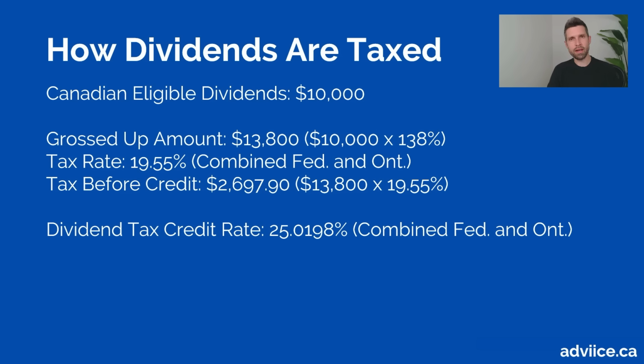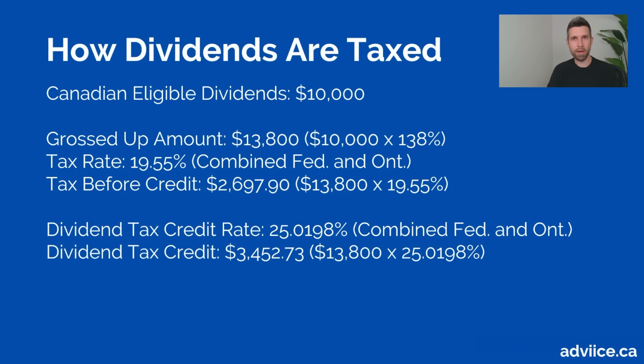Now the dividend tax credit is trying to reflect the fact that the corporation has already paid out tax, corporate tax, before it paid out that dividend. So it's trying to give you a credit for what that tax was, and it's trying to replicate that amount. The tax credit rate at the moment, federal and Ontario, is 25.0198%, a very specific amount. So we take the grossed up amount, the $13,800, times the dividend tax credit rate.